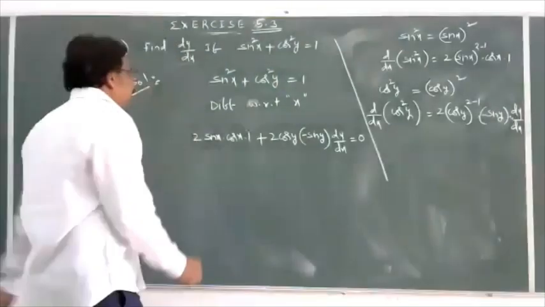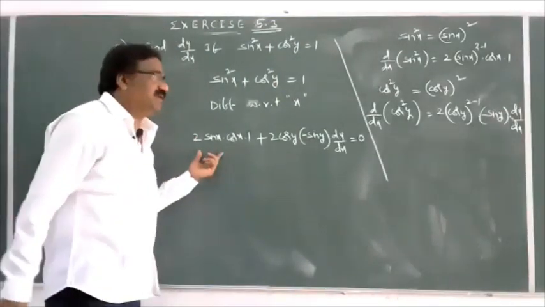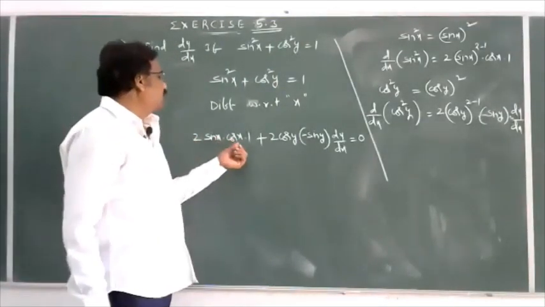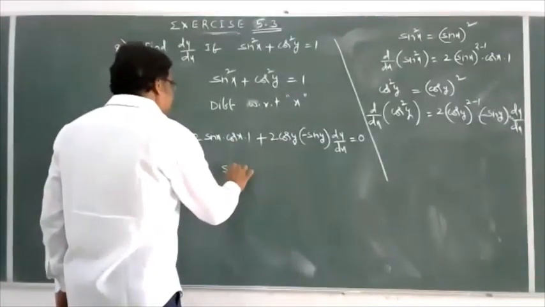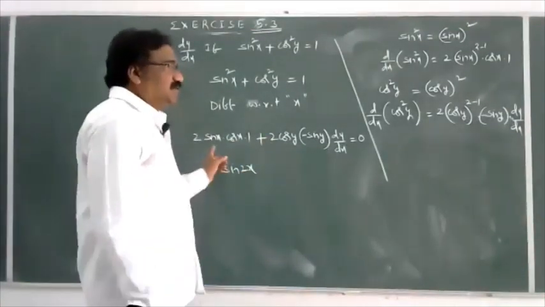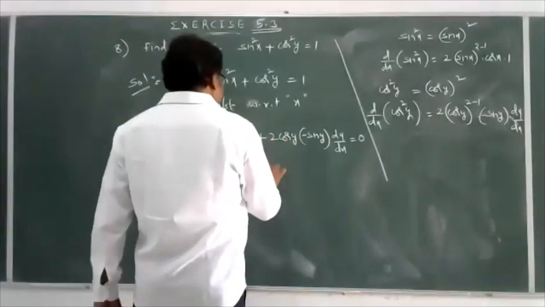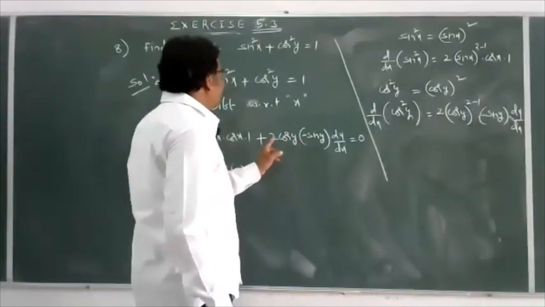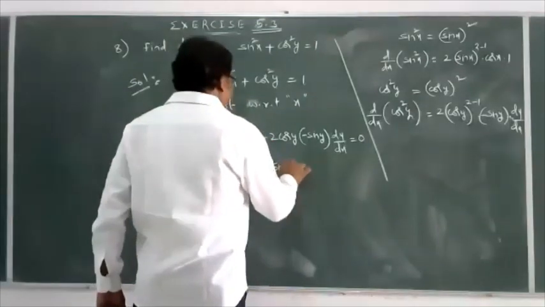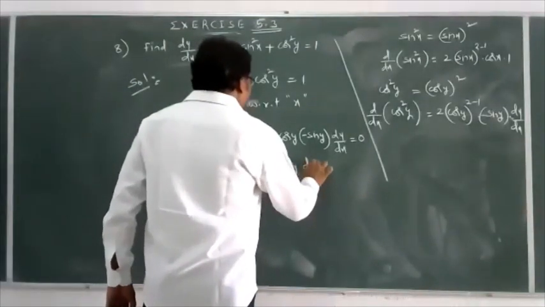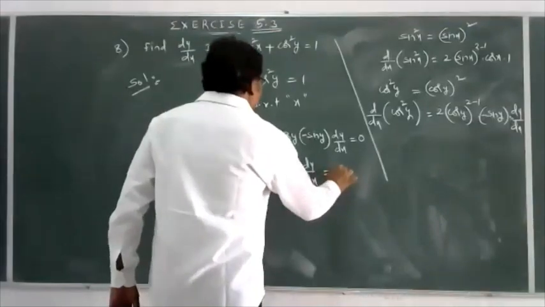Next, here, you know the trigonometric formulas very well. 2 sin x into cos x is sin 2x. 2 sin x cos x is sin 2x. Here plus into minus gives minus. 2 sin y cos y is sin 2y, into dy by dx, is equal to 0.